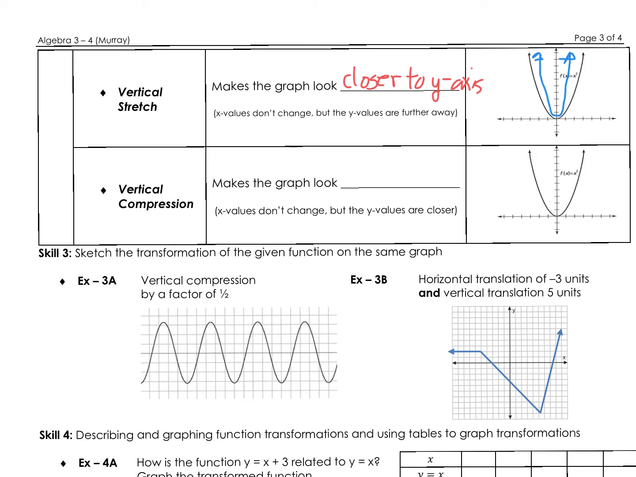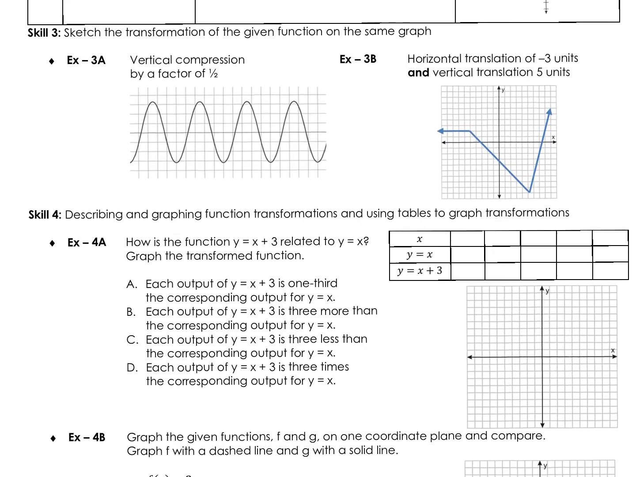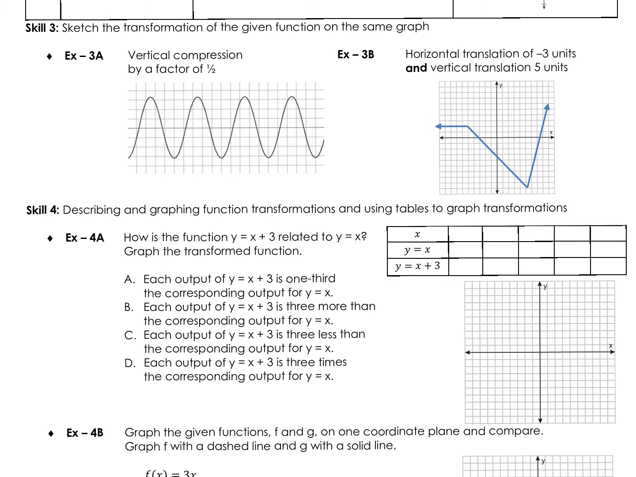So a vertical compression is going to make the graph look closer to the x-axis. So again, the x values don't change, but now the y values are closer to each other than they were before. So let's go ahead and look at some graphs and make some translations here. On this first graph, we don't have the actual function equation, we just have the graph itself. And we're going to perform a vertical compression by a factor of 1/2.